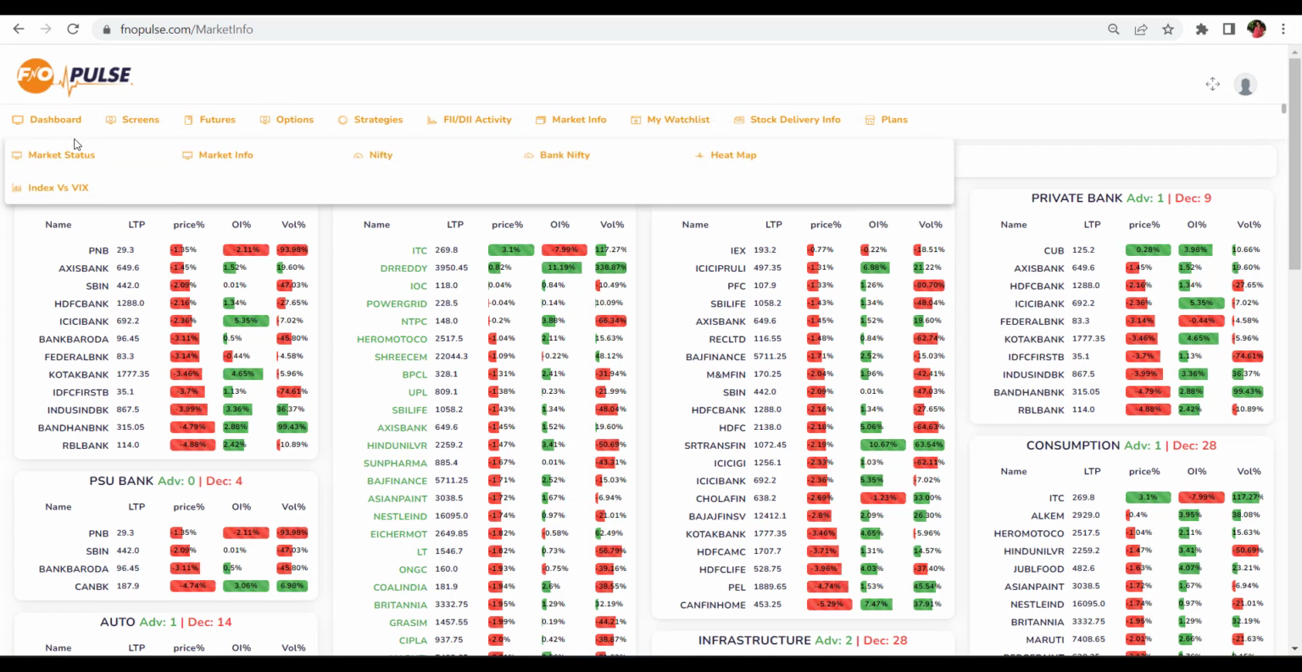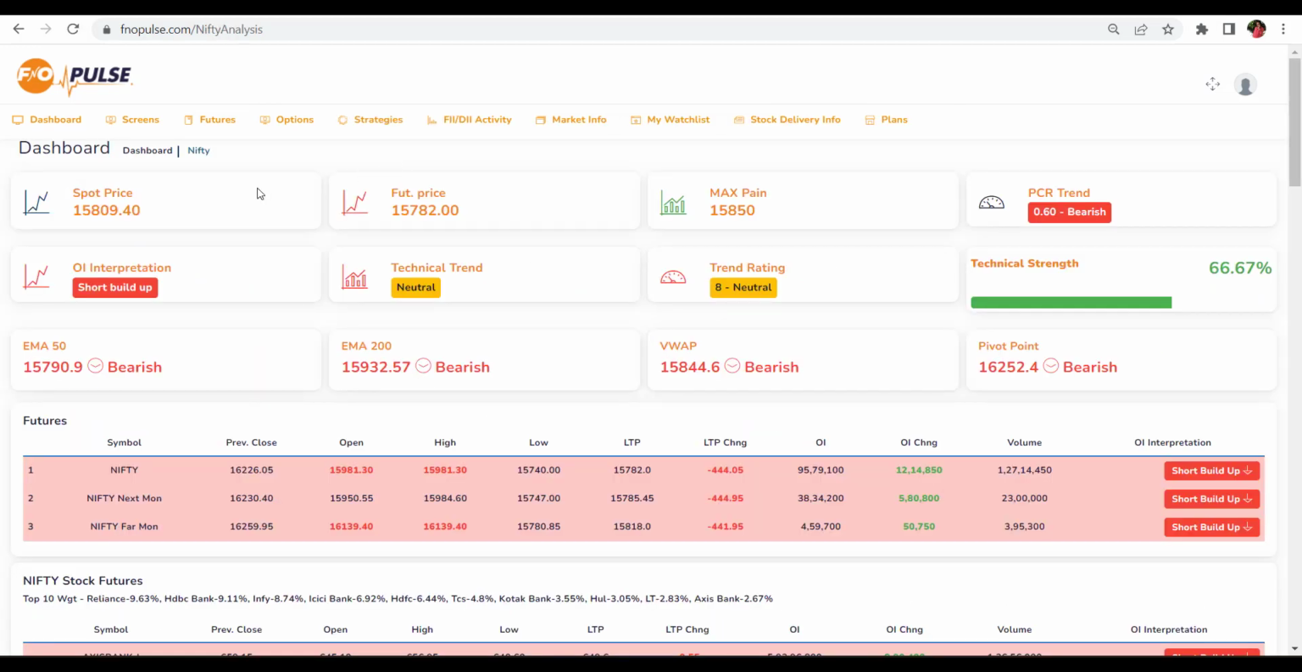Next step, you go inside the Nifty. After market info, Nifty. We are analyzing the Nifty using the PCR trend, OI interpretation, technical trend, trend rating, and technical strength. These are common for all users, intraday players. So the PCR trend: if it is bearish, the market will be bearish. The explanation was given in other videos, you can check it. In the OI interpretation, it is short build-up, the technical trend is neutral and the trend rating is neutral.